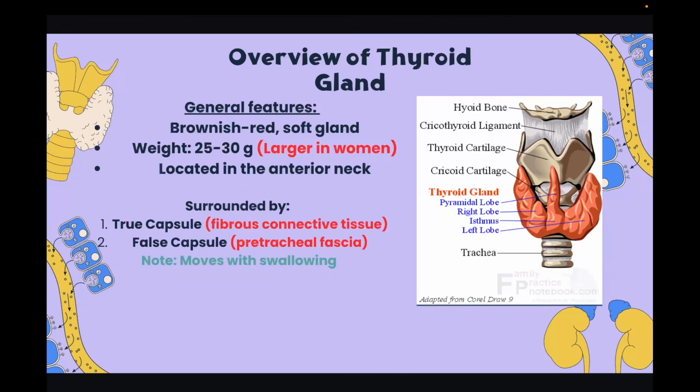Now you might ask yourself, how does it move with swallowing? Because the false capsule is in contact with the trachea, during swallowing the trachea moves up and down, which is also the reason why the thyroid gland moves up and down, because of the false capsule.